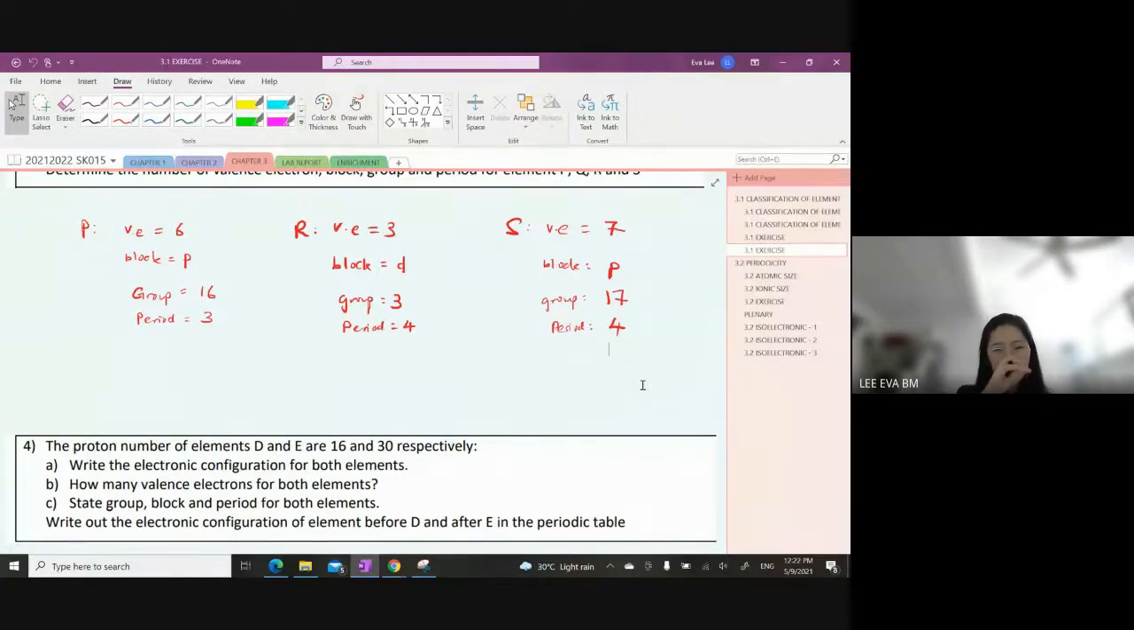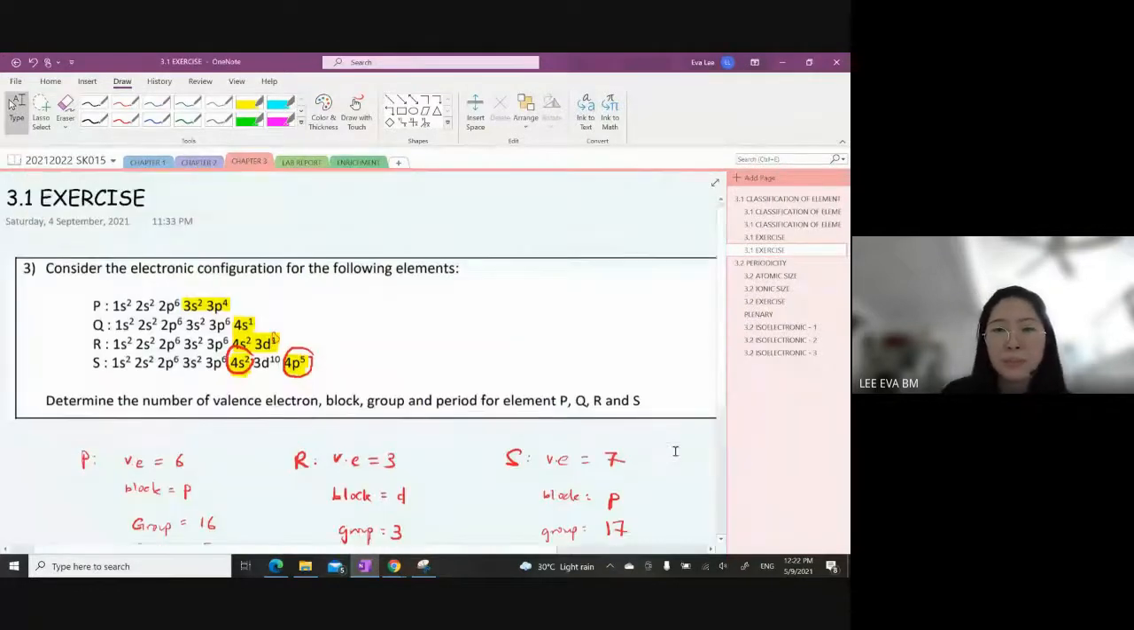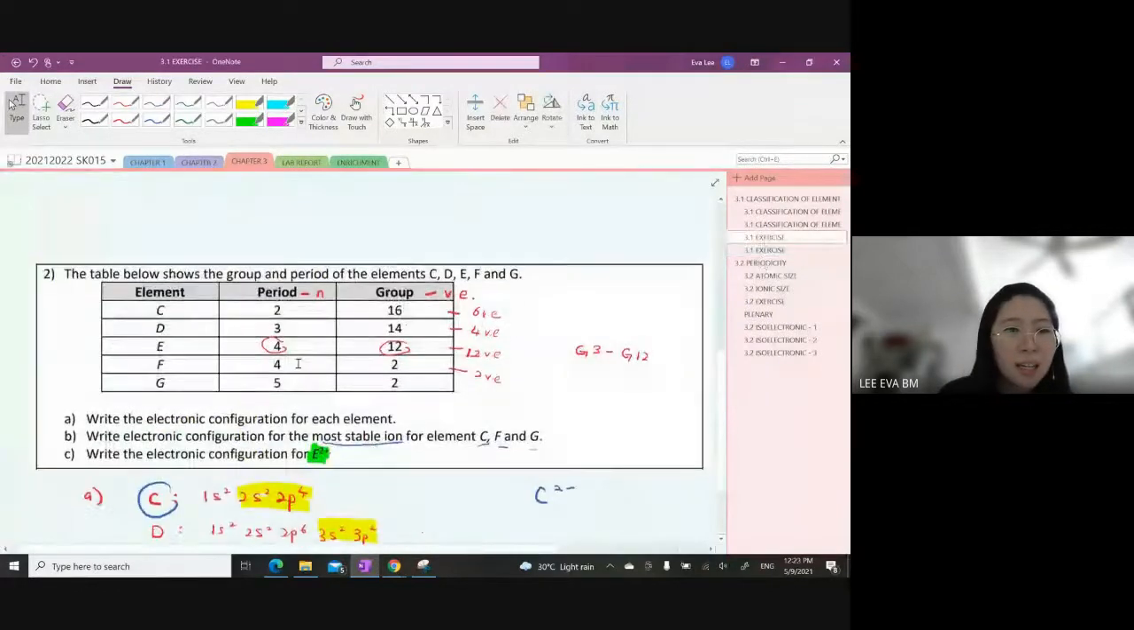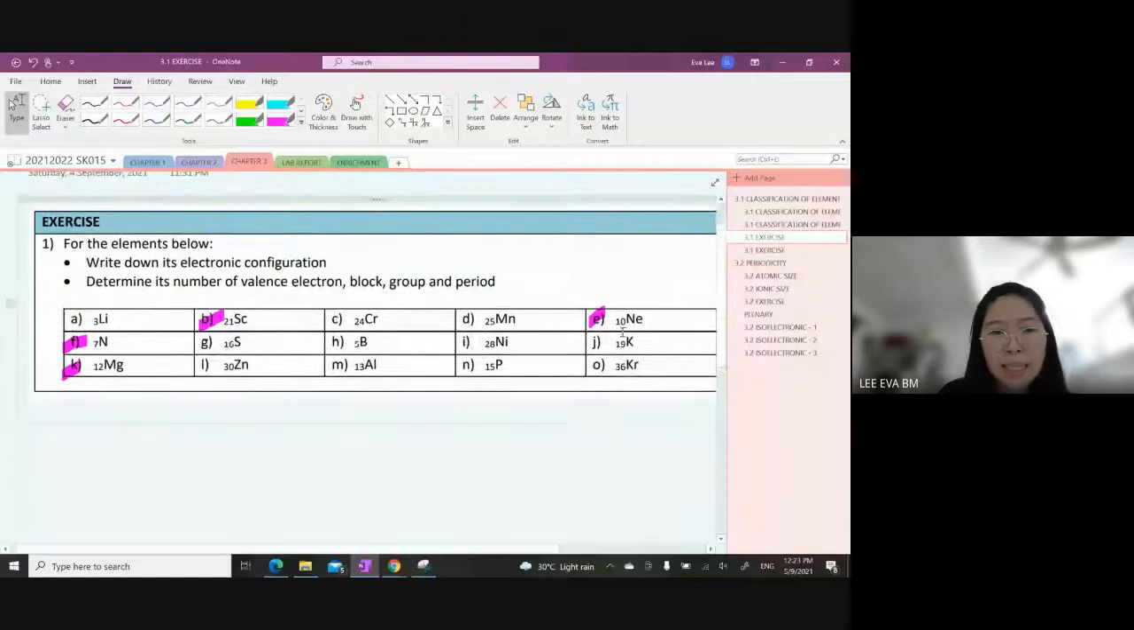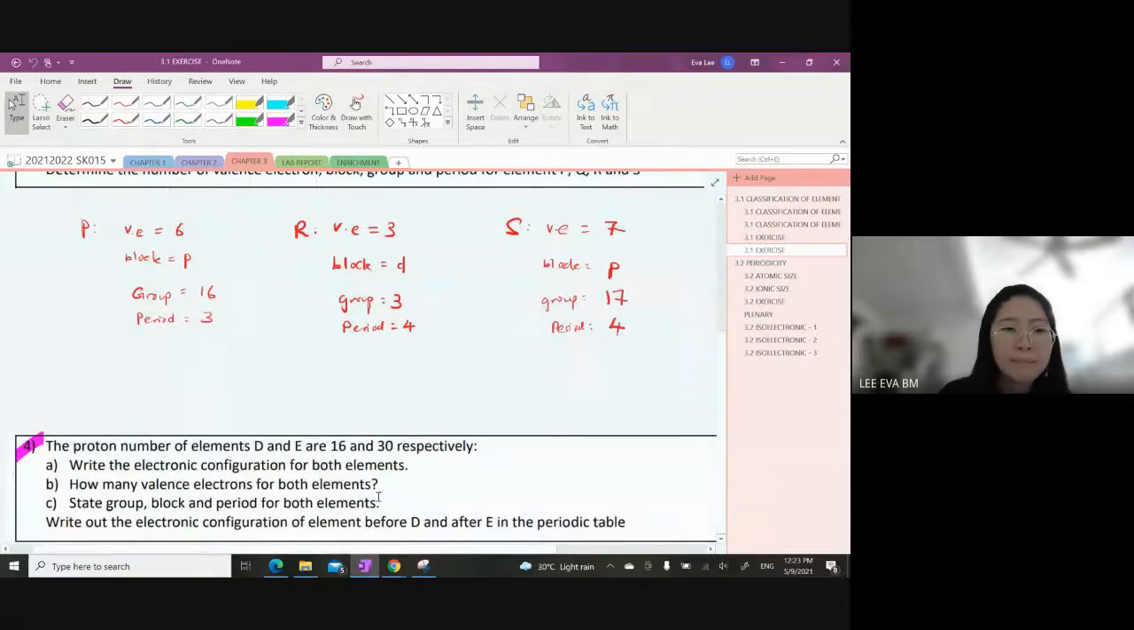Question number 4 also kind of similar. That means you need to write the electronic configurations. You need to identify valence electrons, the group, the block, and the period. Okay, so for question number 4 also need to submit inside your Google Classroom. So yang tadi soalan nombor 1 B, E, F, K, tempat yang ada highlight purple, dengan soalan 4. Submit dalam Google Classroom.